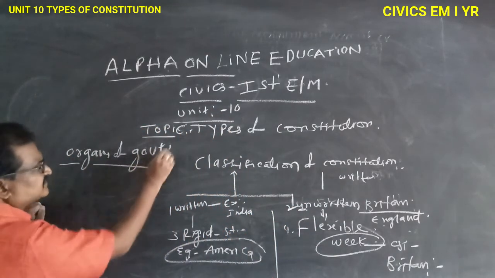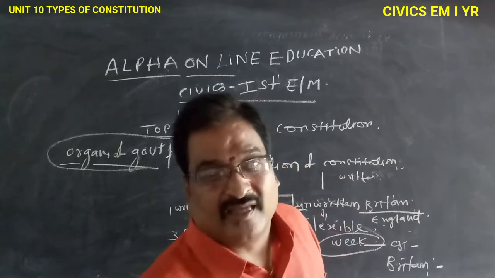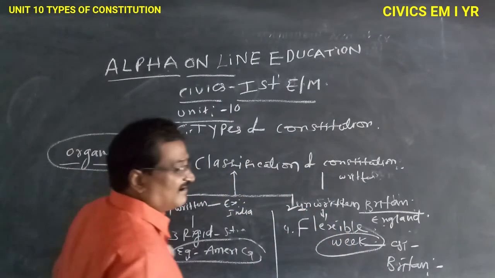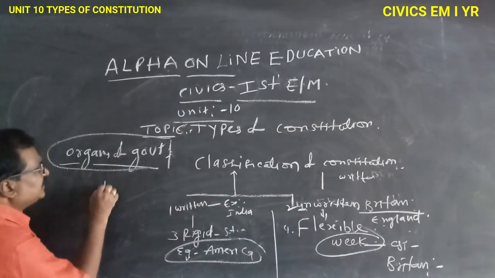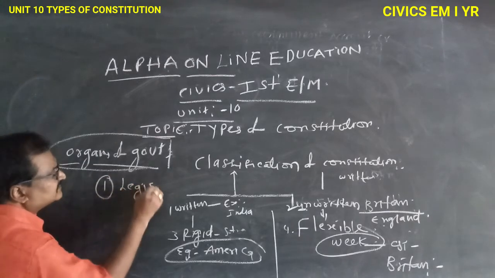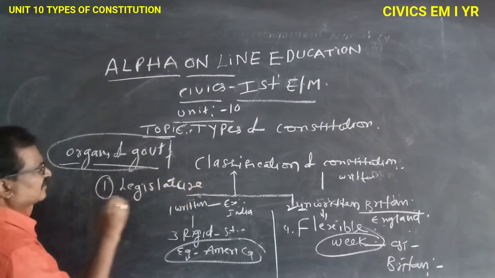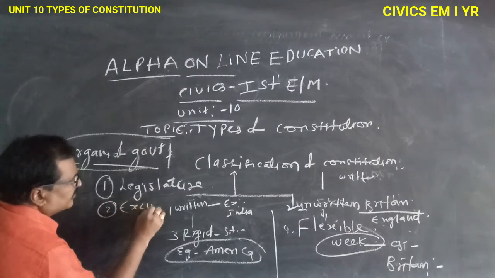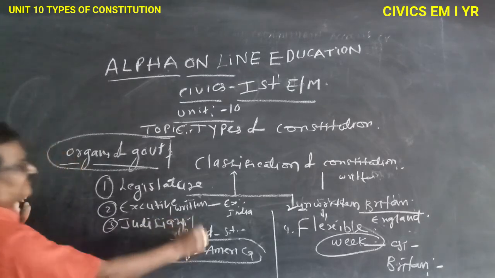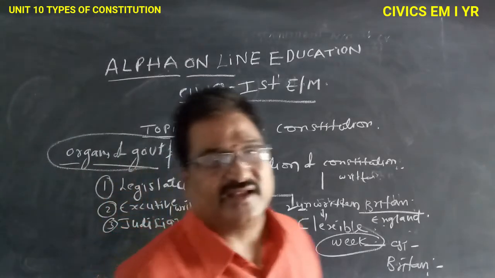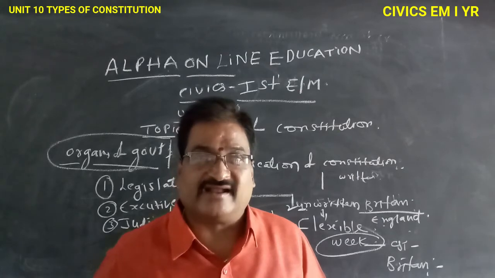So next, organs of government. It is another topic. I will explain it in further videos. I explained the organs of government in your previous videos. So how many organs does any government have? Three organs: legislature, executive, judiciary. Legislative, executive, judiciary. A very important lesson. That is unit number 11. In that unit, the organs of government. How many organs does the government have? Three organs.